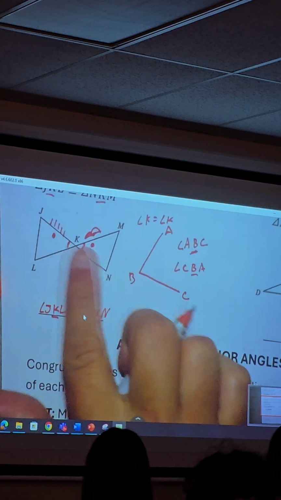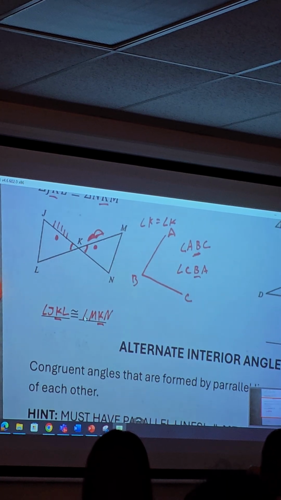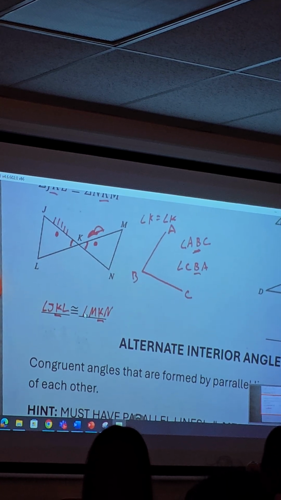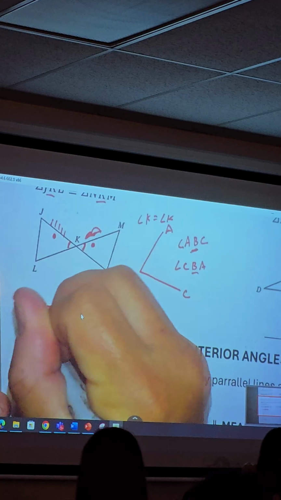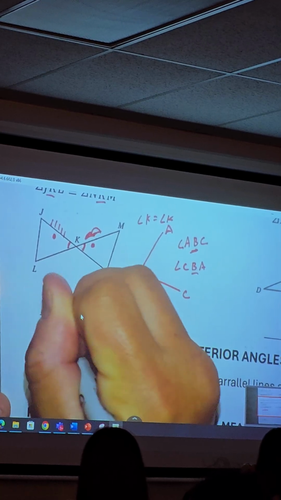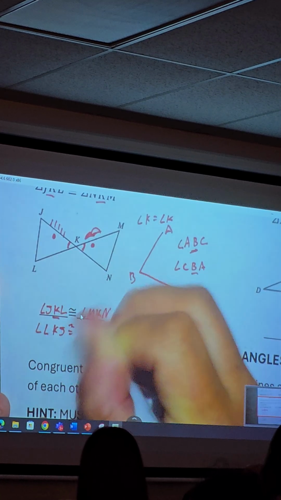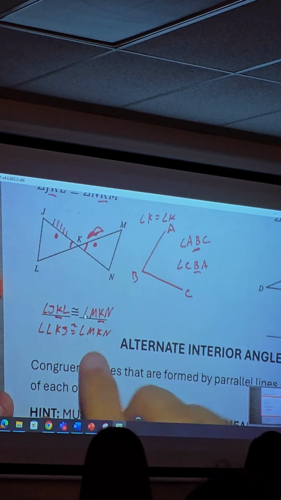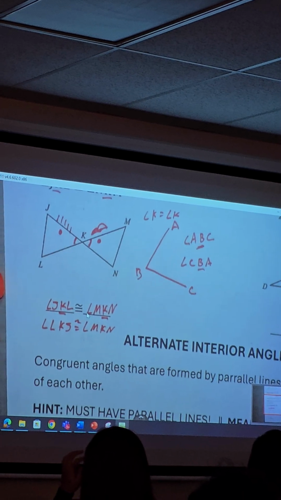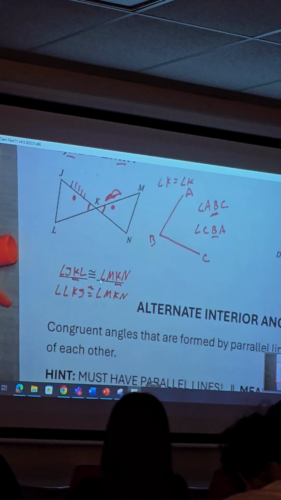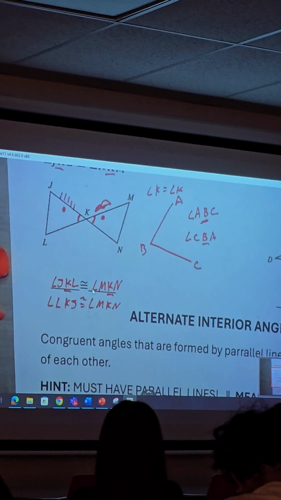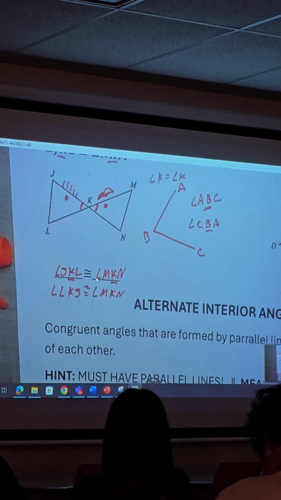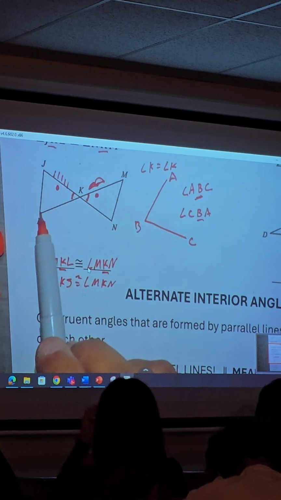Now why are these angles congruent? Because they're what kind of angles? Vertical. Okay, now what if I did this? Can I do LKJ congruent to MKN? Can I have said that? Would that have worked? Yes, it still works. You can't do KLK because that's not my angle.